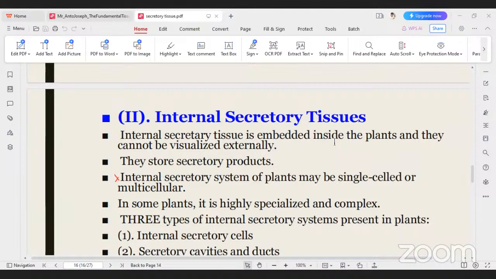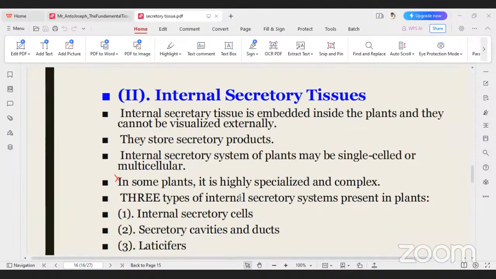When you pick up a flower from the base, you feel there are some sweet substances. And hydathodes also we can see, the water droplets. Internal secretory cells are there to store secretory products.